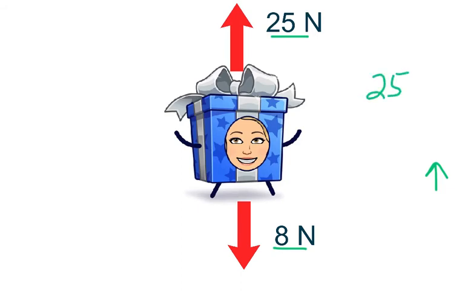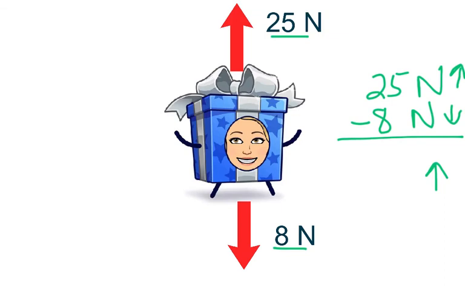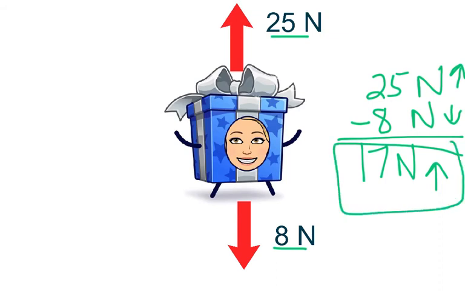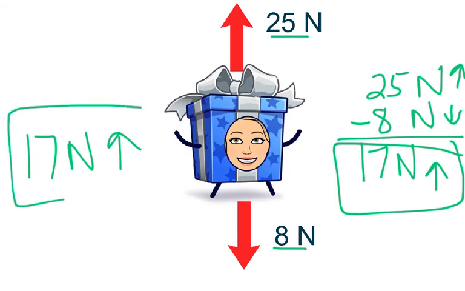So we have 25 newtons minus 8 newtons, and then of course one's up, one's down. That gives us 17 newtons, and it's going to be favorable up. So 20 newtons up is our answer. Or sorry, not 20, 17 newtons up. So again, it can be left, right, up and down.